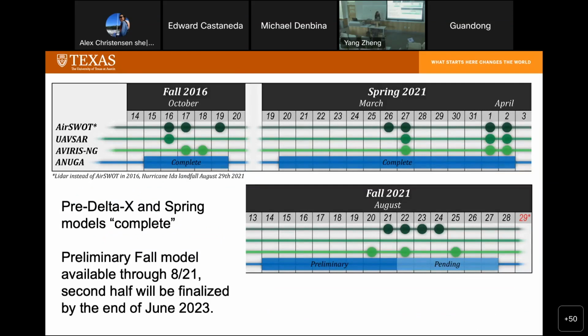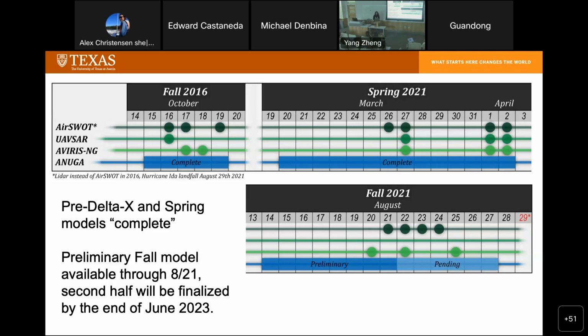So the spring models and the pre-Delta X, which was the 2016 campaign, are complete and these have been calibrated. We are working on the calibration of the fall campaign. The good news is that it doesn't actually require many changes with respect to the spring campaign, except of course for some updates on the friction map. But the models are actually quite solid, and it's good to see that at a different time period the model that was developed for the spring campaign works quite well.